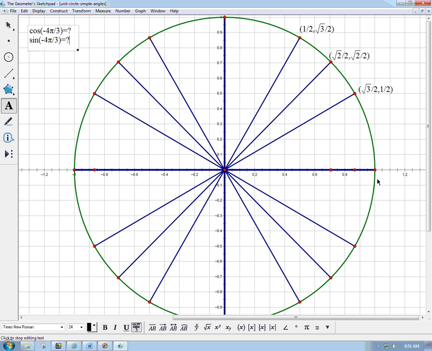Minus means that you start from the base point here and you go in the clockwise direction. And you're going to go 4 pi over 3s. Well, it's really important to remember that pi over 3 is 60 degrees, or this much of the circle. So these are sixths of the circle going 1, 2, that's minus 2 pi over 3.